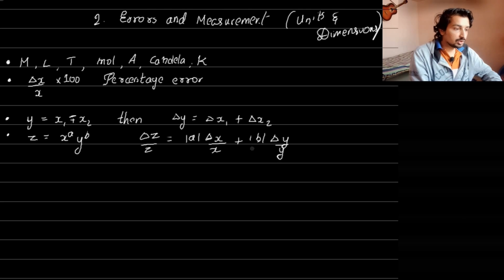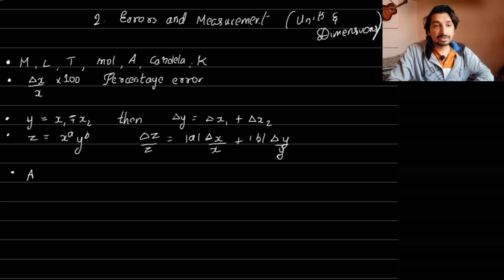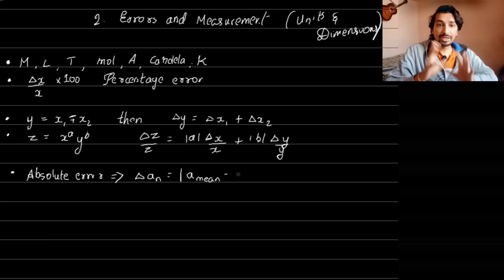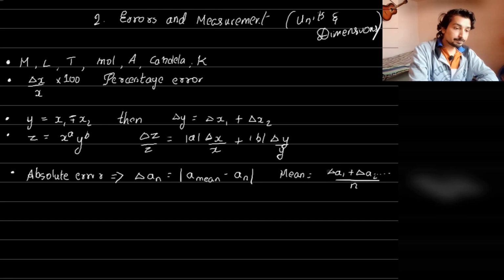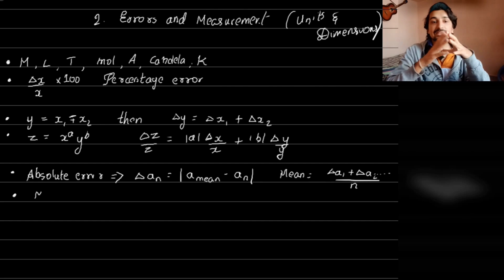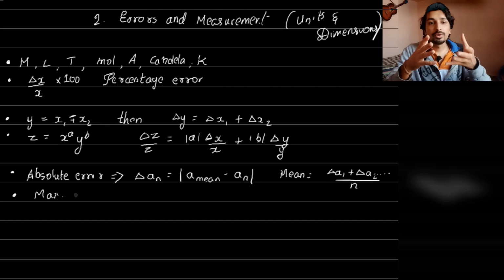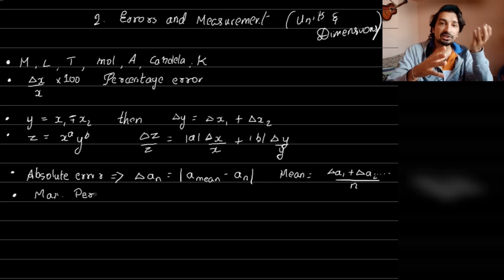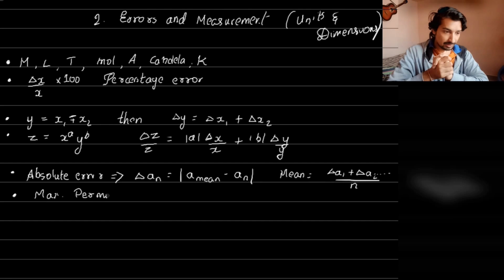And then you find the solution. Absolute error, as I told you, is found by taking the mean of all the readings and subtracting each individual value from that. So you take the average and subtract every value from it, and that gives you the absolute error. And what is maximum permissible error? What is the maximum error that is permissible or allowed? Basically, whatever the least count of a measuring device is, that is the maximum permissible error.